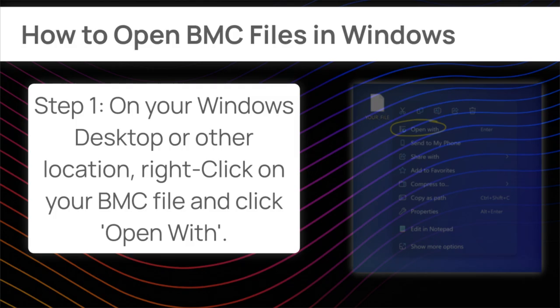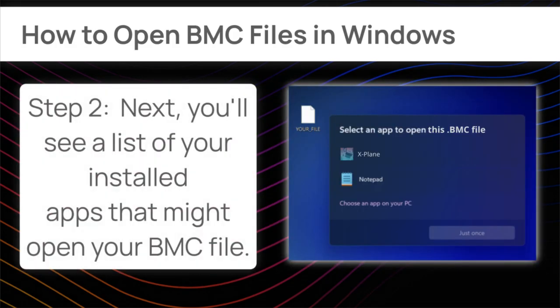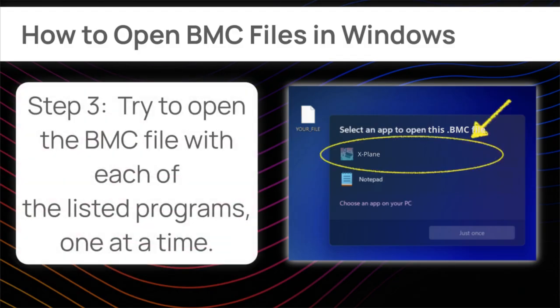Let's troubleshoot the file association error. Right-click your BMC file and select Open with. Test X-Plane if installed. If unavailable, choose a different app. That is often the key to unlocking the file.